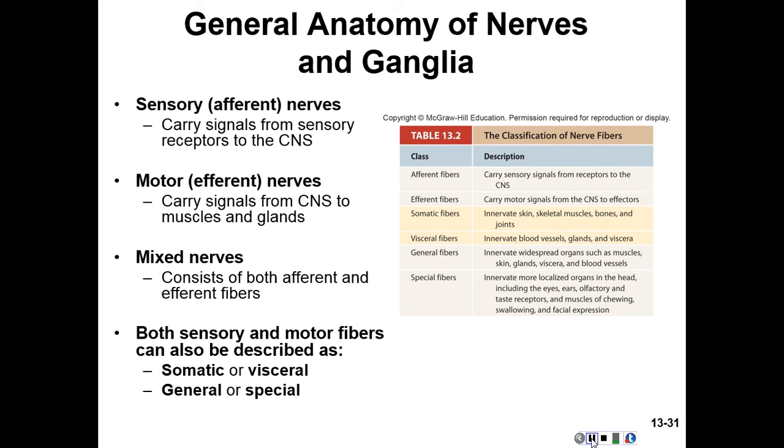So let's look at table 13.2. We talked about afferent, which brings sensory information in. Efferent, motor responses are carried out.